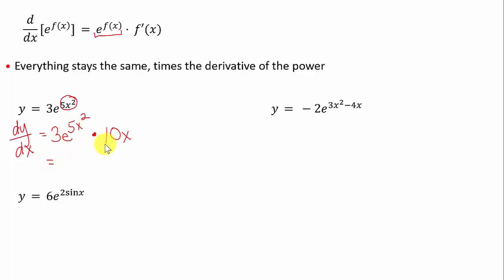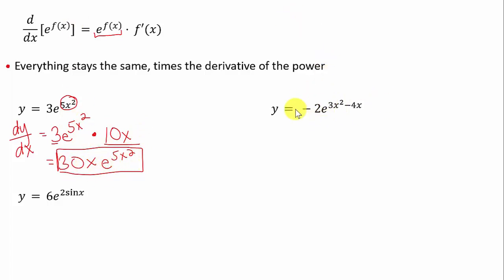Now this is fine. This is my derivative. I can clean it up a little bit and I can multiply this 10x by this 3 and put it in front, which is the way I like to write it. So 30x, and then I have e to the 5x squared. So this is your derivative. Again, you can leave it like this if you wanted to, but most of the time you'll see it simplified.